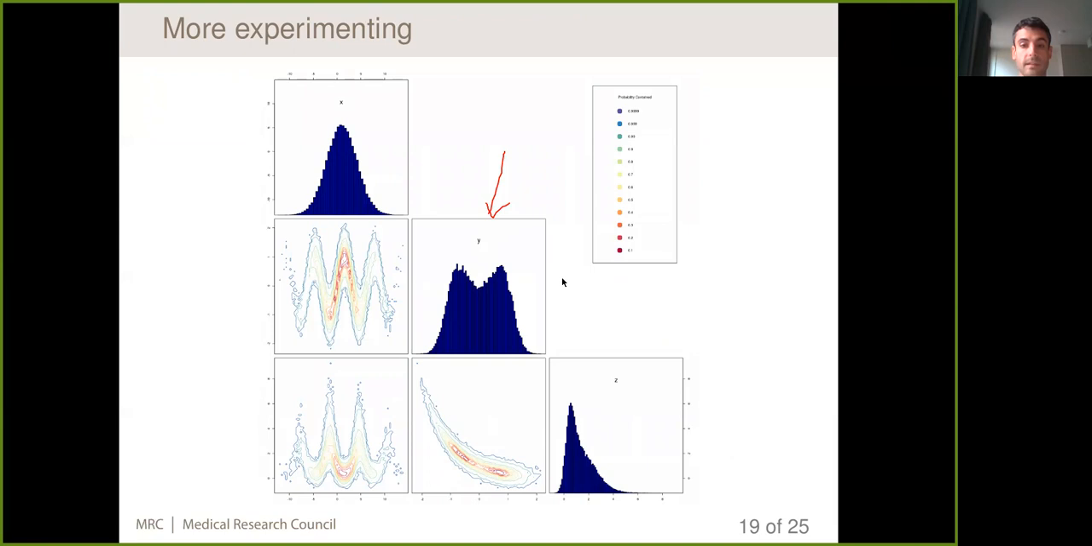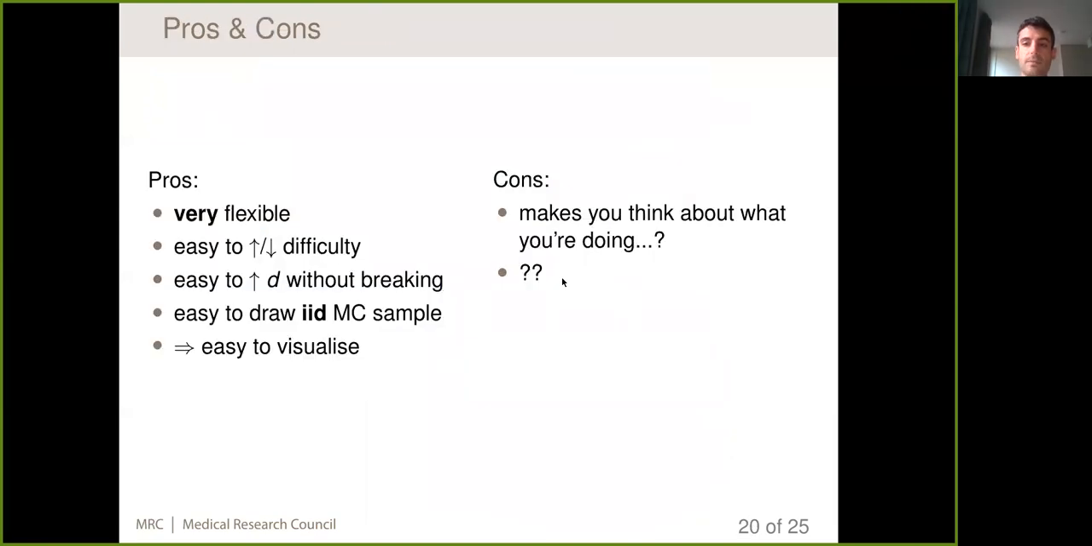So this is essentially the benchmark model, in my opinion, that people should be using more. The pros are it's very flexible. You can basically obtain any shape you want. Because of the way it's written, it's very, very easy to control everything about it, especially the difficulty that MCMC samplers can have sampling from it. And you can increase the dimension easily without breaking the model. And like I mentioned, it's very easy to draw IID Monte Carlo samples, even a huge number of them, and you can calculate any quantity that you need from them. And it also makes it very easy to visualize.